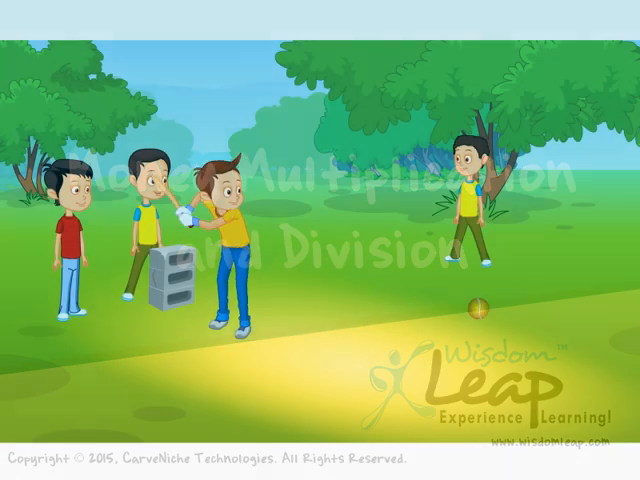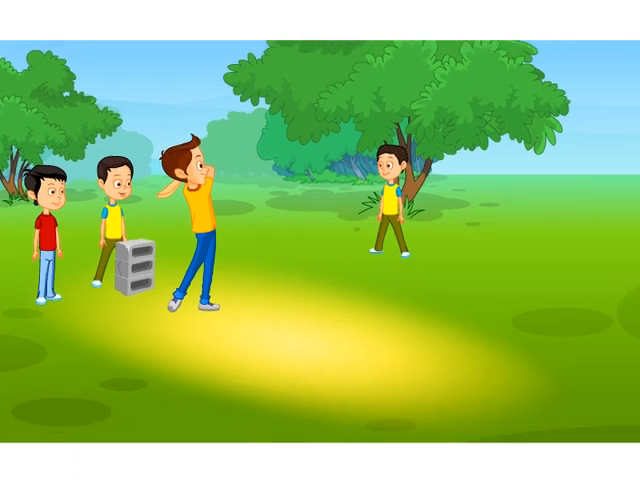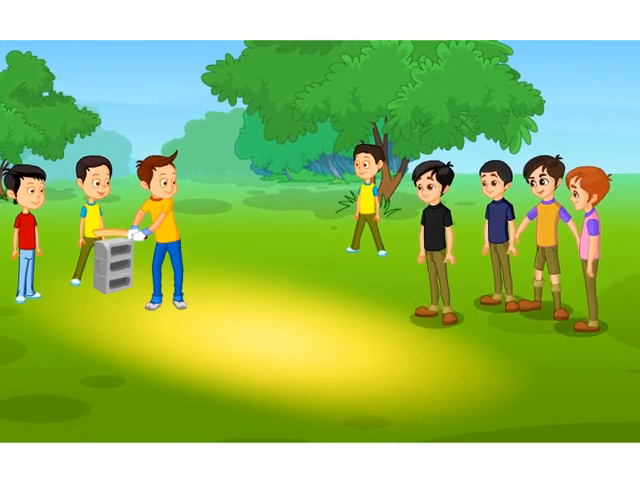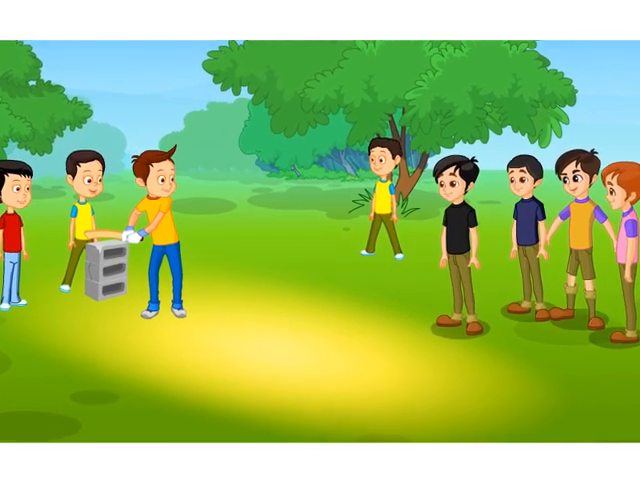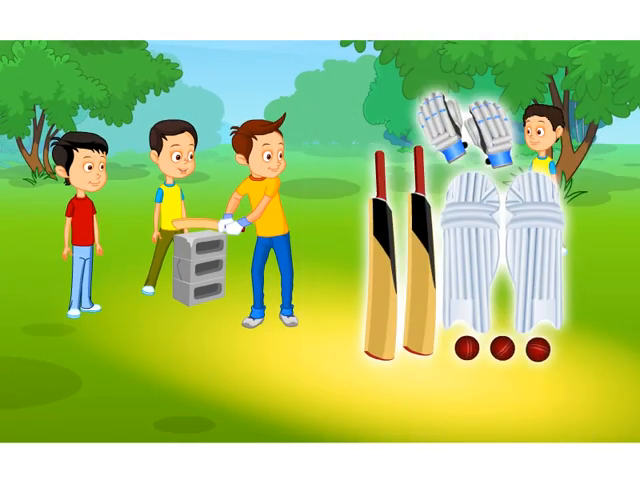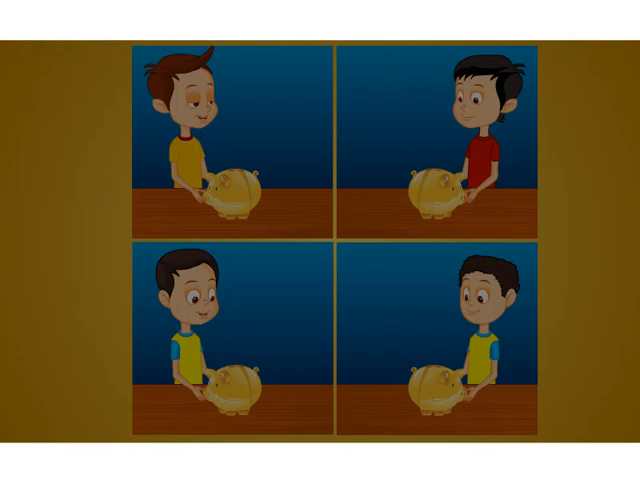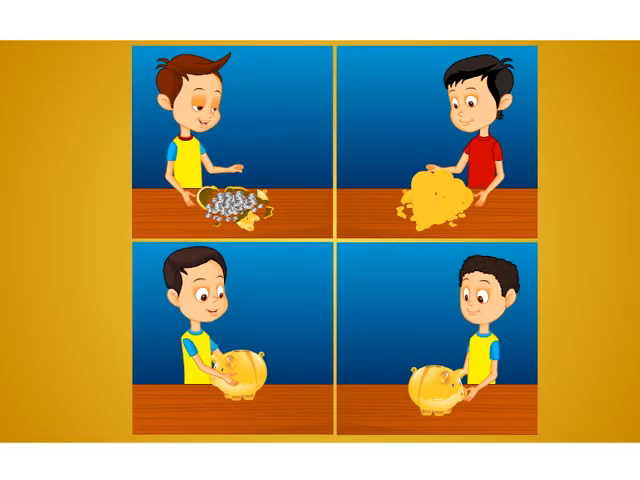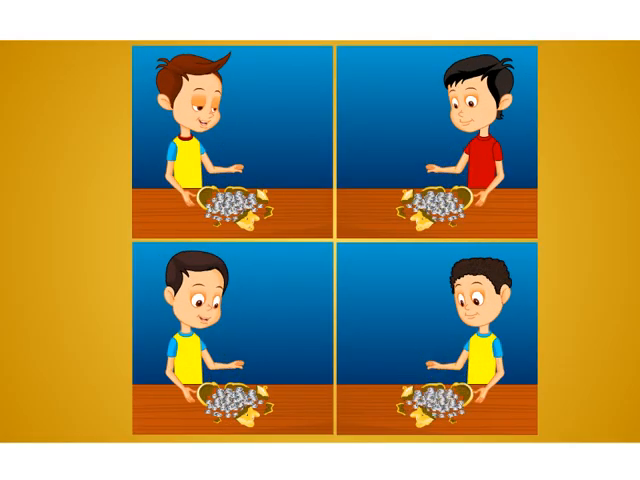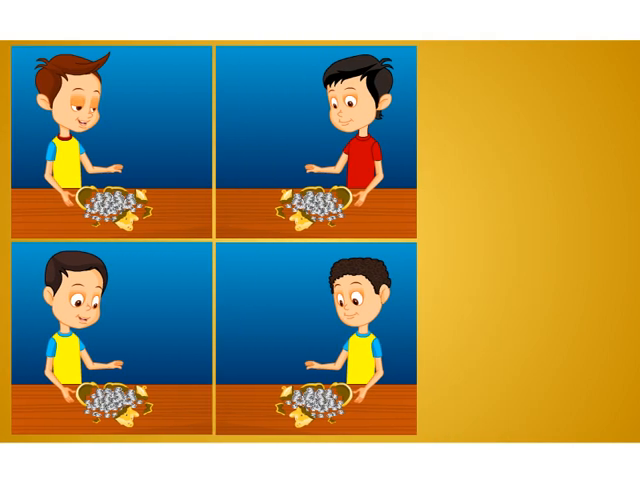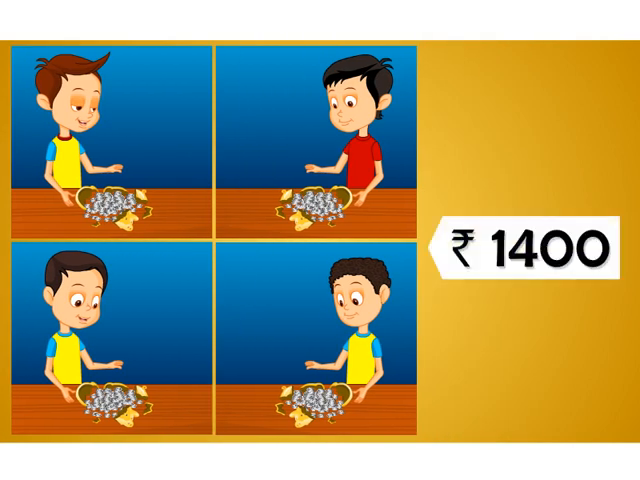John is playing with his friends in the playground. A rival team challenges them to play a game of cricket. But they need a new cricket kit to play the match. So, all of them decide to pool in money from their piggy banks. Look, how much money have they collected? They have collected 1,400 rupees.